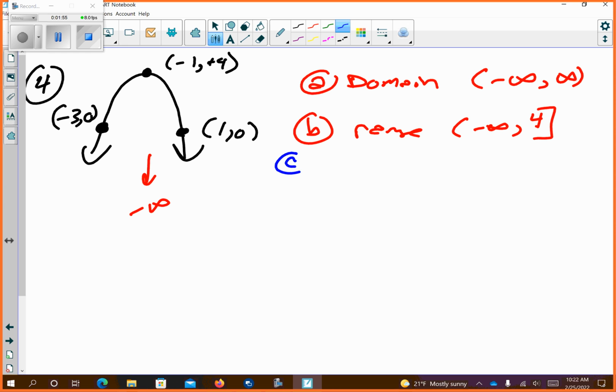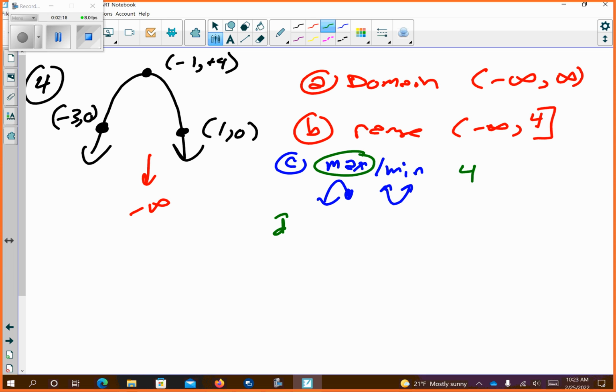All right, letter C, we have max. A max is when the parabola looks like this. Or we have min, that's where the parabola opens up. So do we have a max or a min on this one? We have a max. What is our maximum y value? 4. That's all you have to put.